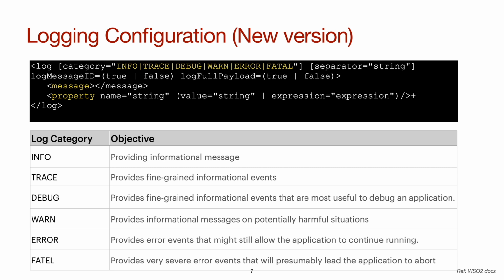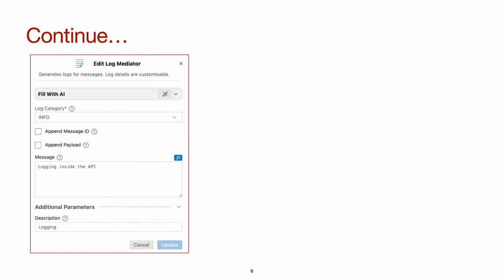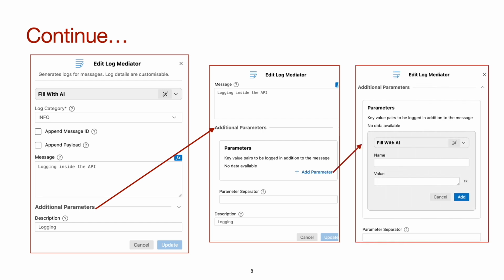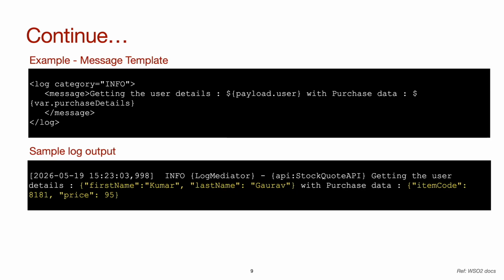Now we have a new element where we write our message with a static value or through expressions. If we see via GUI in VS Code through the log mediator edit option, we have an additional parameters option. This is used to specify the key value pairs to be logged. You can use the add parameter option to add a new parameter with name and a value, and this actually goes via the property mediator inside the log. We have parameter separator used for separating the values in the log message while printing, and the default remains comma. That is, after comma the log values will be printed.